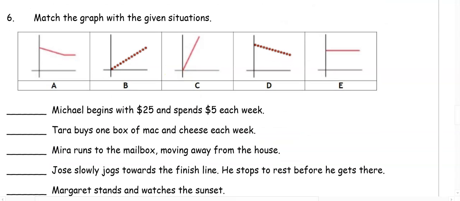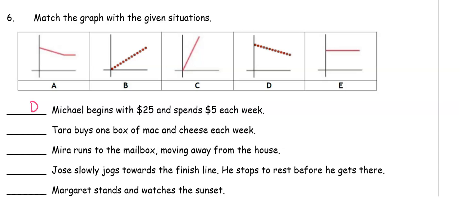In number 6, we want to match the graphs with the given situation. So this is why we talked about before connecting and not connecting our lines. Okay, so in number 6, match the graph with the following situation. Michael begins with $25 and spends $5 each week. So once a week he's spending $5. So our line should be going downhill, but it should be dots because he's only doing it once. It's not a continuous thing.